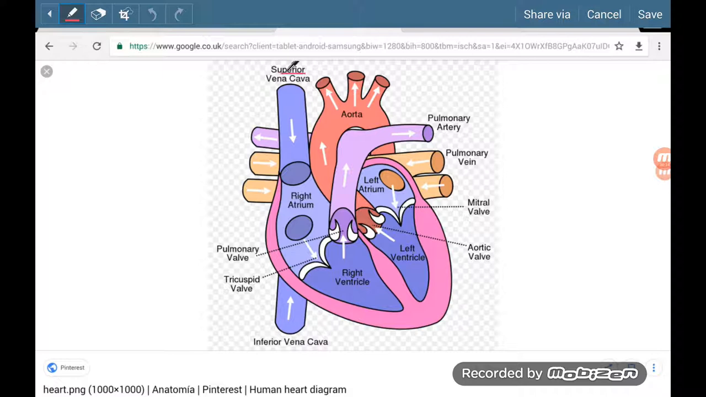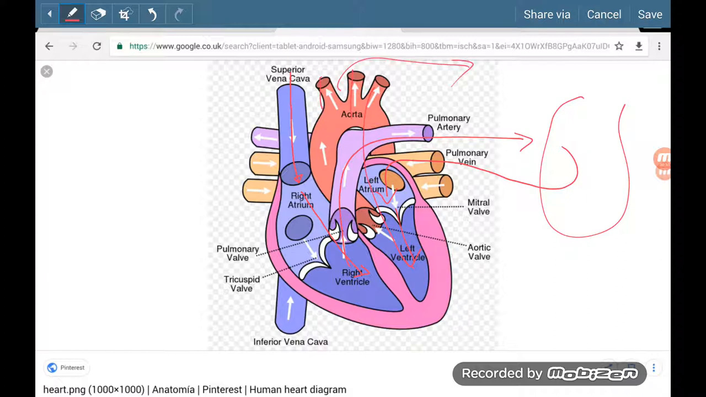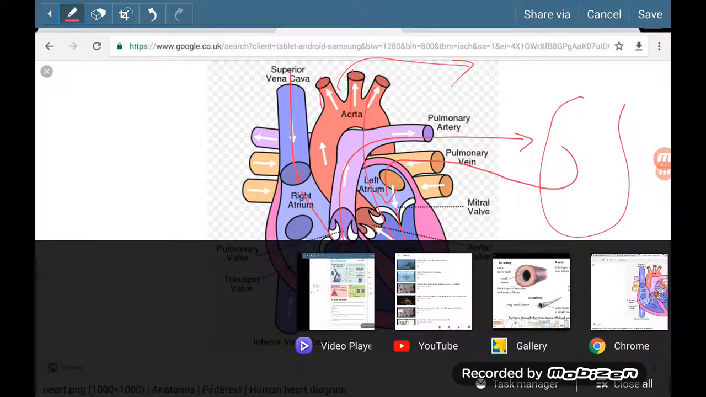And so blood starts coming in from tissues which have used up the oxygen and given carbon dioxide, and it comes into the right atrium, it goes into the right ventricle, it then leaves the pulmonary artery to go to the lungs, and then it comes back through the pulmonary vein into the left atrium, left ventricle, and then out of the aorta, which serves the body.